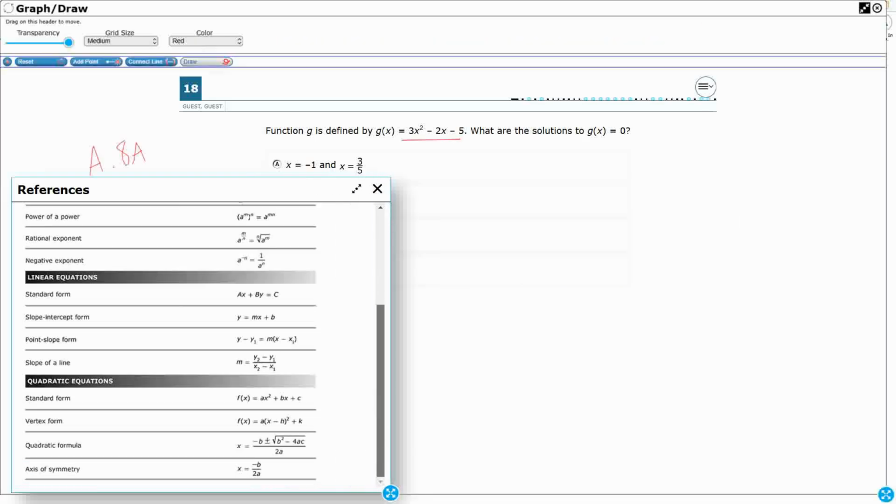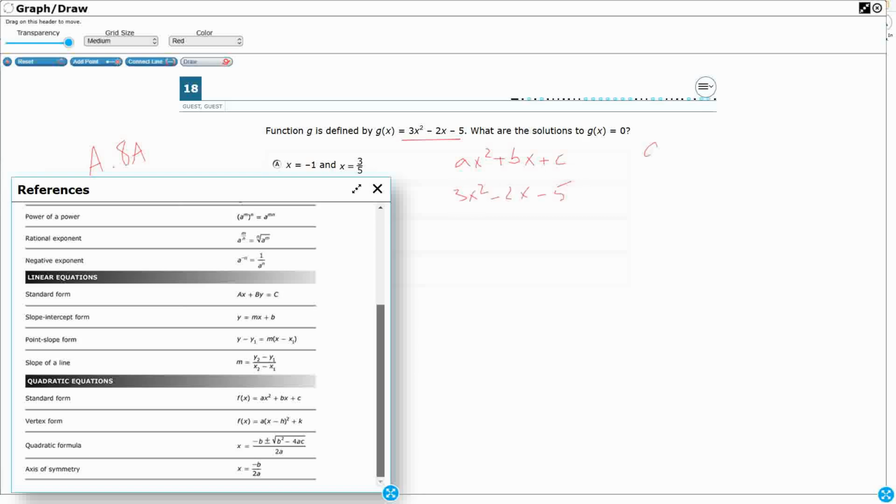Our standard form, we need to keep in mind, is going to be f of x. Well, this one says g of x. But you've got the ax squared plus bx plus c. We'll need the a and the b and the c. So I've got my 3x squared minus 2x minus 5, which means my a is 3, my b is a negative 2, my c is a negative 5. All right, so my quadratic formula here is helping me with my solutions, and that is my negative b plus or minus square root b squared minus 4ac over 2a.